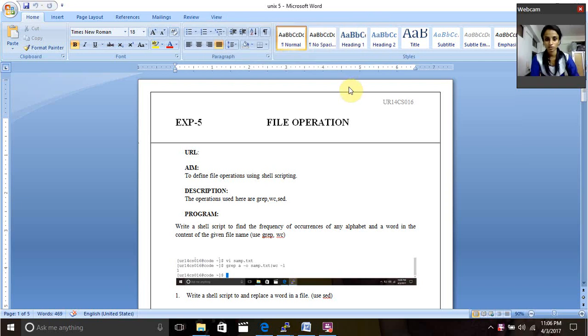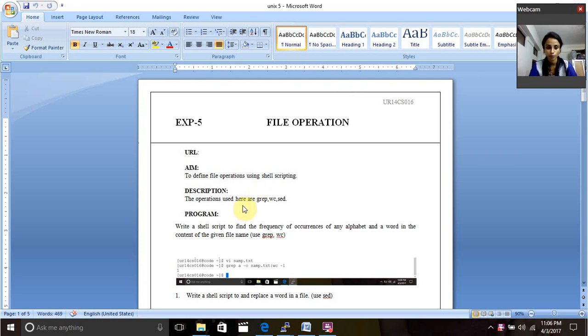Hello, I'm here to demonstrate experiment number 5 of the Unix lab. Here, my register number is UR14CS016. The lab is related to file operations. Here I'm using commands to describe the various file operations being performed.